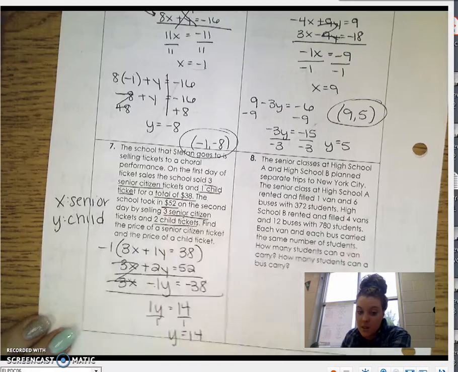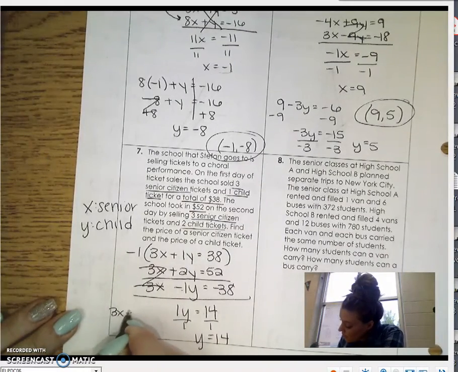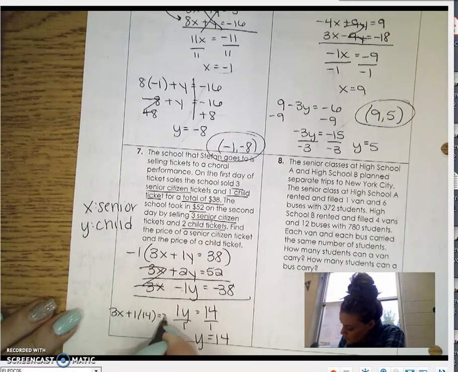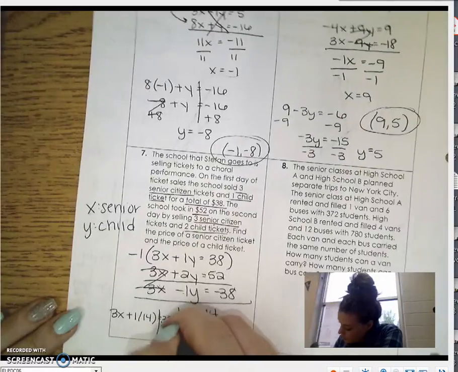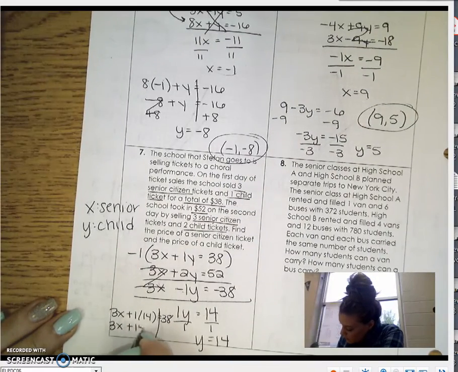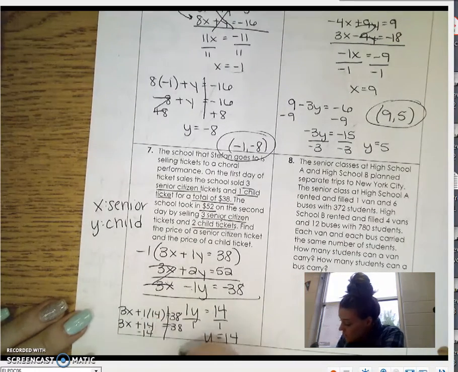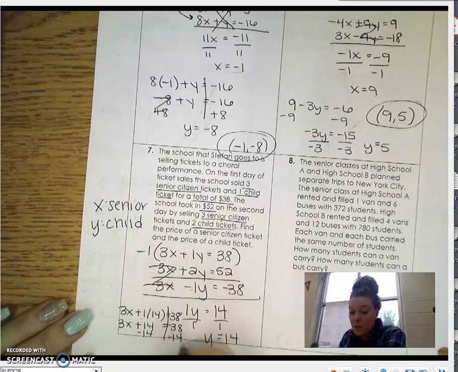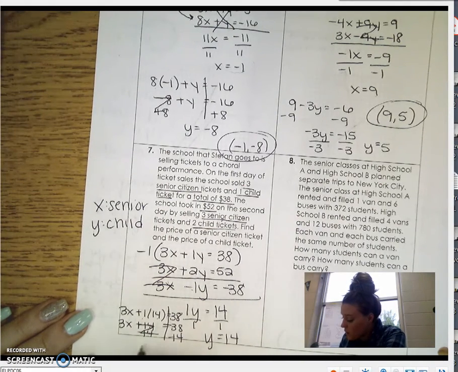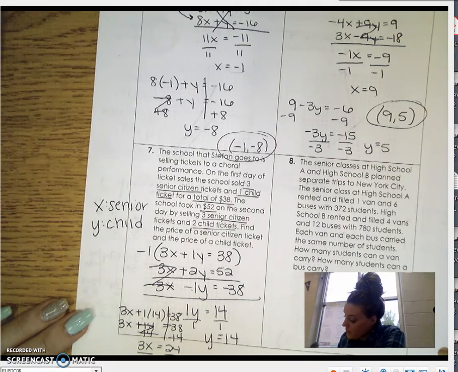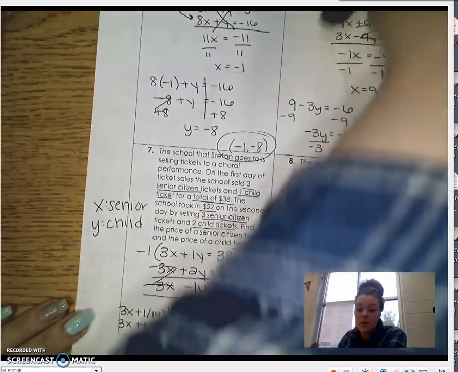So I'm going to plug it into this equation here. I get 3x plus 1 times 14 equals 38. 3x plus 14 equals 38. 1 times 14 is 14, so I just simplified that right here. Subtract 14 from both sides. Whenever you do the same thing to both sides, that's a property of equality. So this would be the subtraction property of equality. You get 3x equals 24. Divide by 3, and x equals 8.